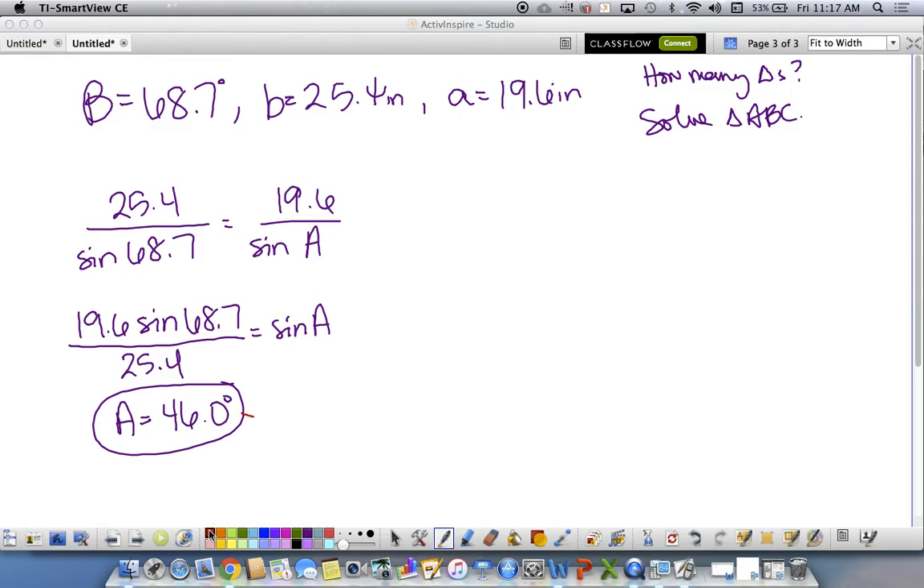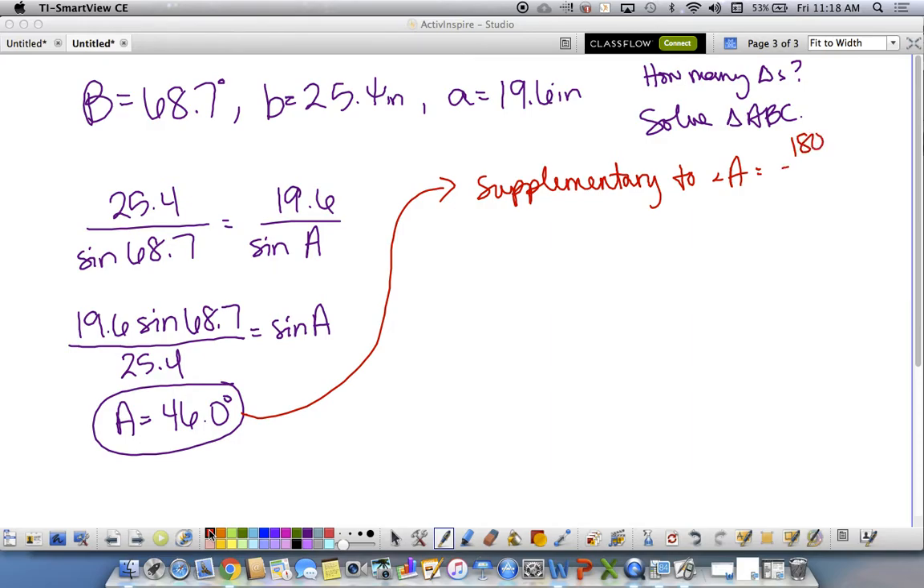Okay, now we need to check. We are always checking the supplementary to whatever angle we just solved for, so in this case, angle A. So what is supplementary to angle A? I'm going to say 180 minus 46.0, which is 134 degrees. That would be my supplementary angle. So this is a possible A2.